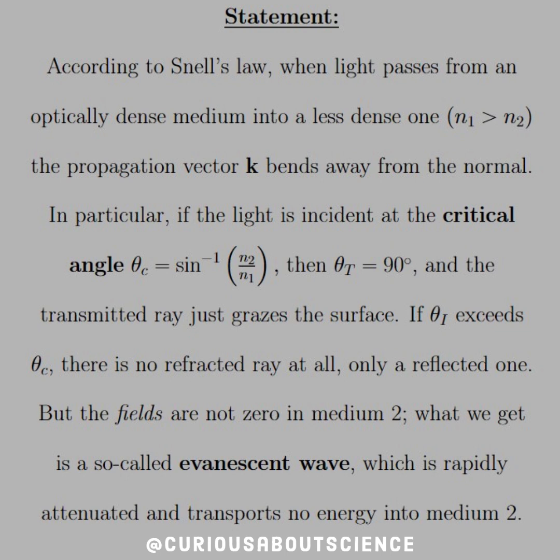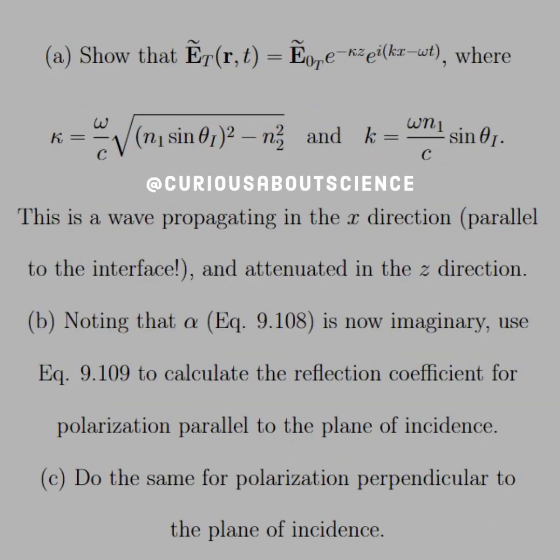If theta i increases or exceeds the critical angle, there is no refracted ray at all, only a reflected one. But the fields are not zero in medium 2. What we get is a so-called evanescent wave, which is rapidly attenuated and transports no energy into medium 2. What in the world?